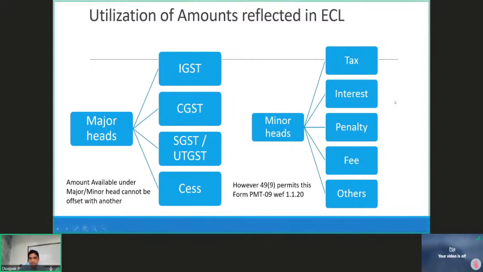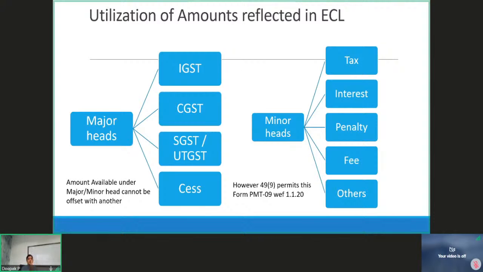In IGST, you will have tax and interest. In IGST, you will also have penalty, IGST fees and IGST others. So each of these major heads has minor heads against it. When you make a payment of interest, you have to select whether it is IGST interest, CGST interest or SGST interest. If you select IGST, then you have to select the minor head of interest under the IGST so that it goes to the correct government account.